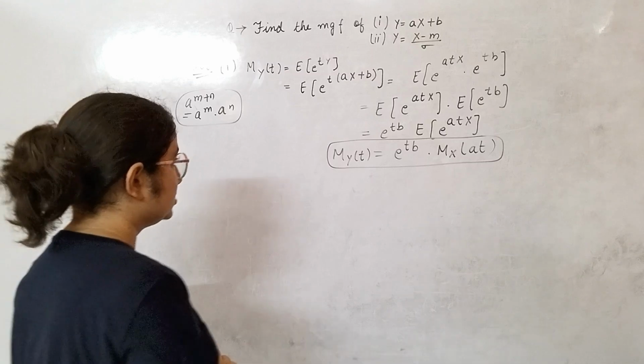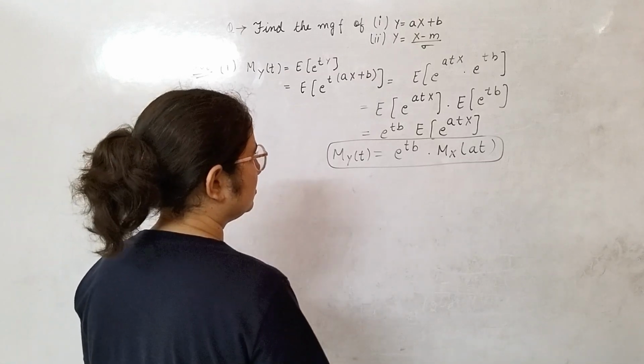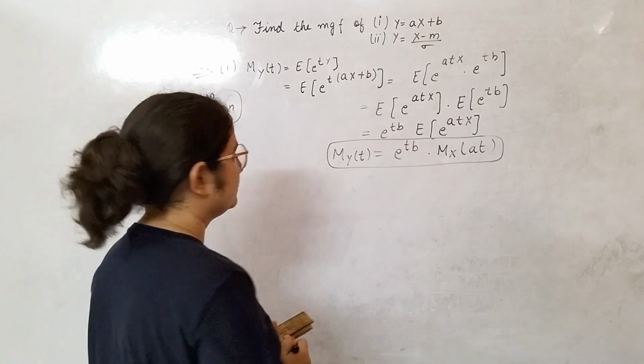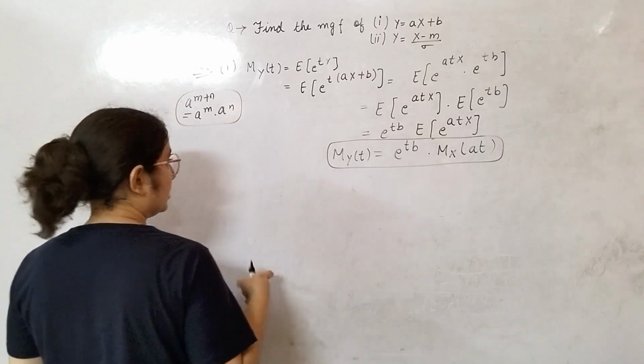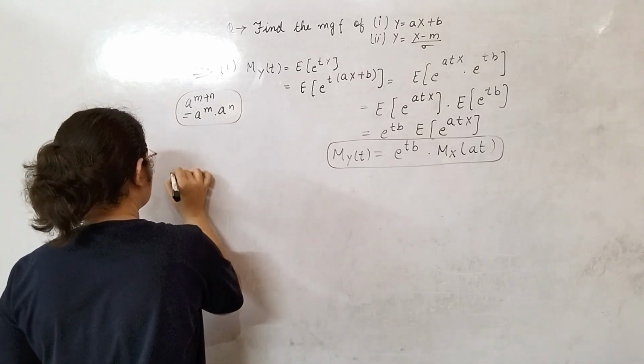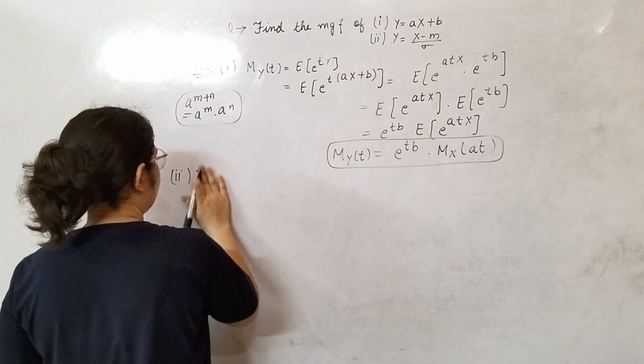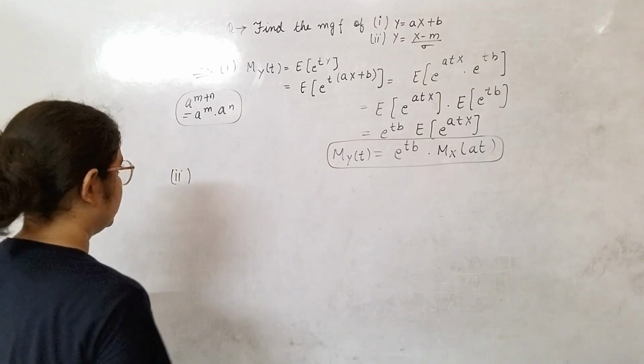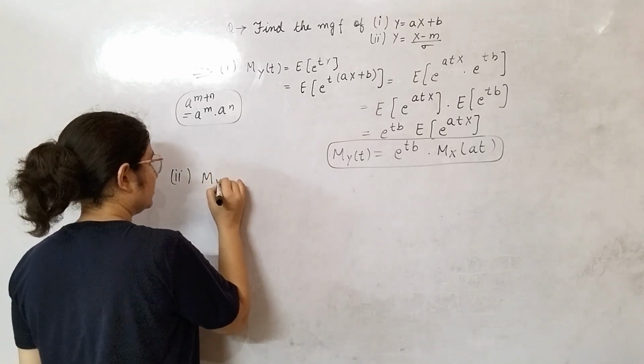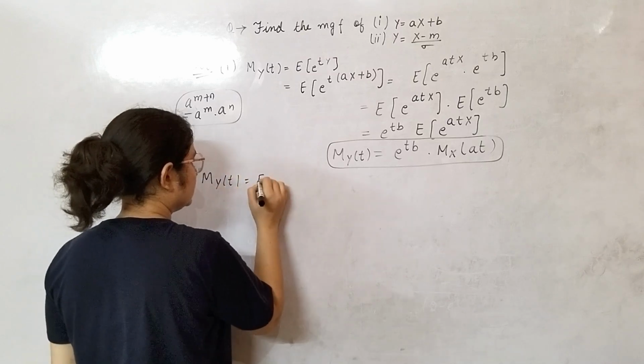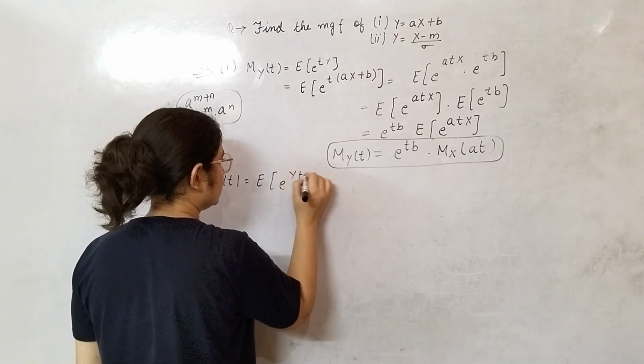Alright, directly by definition we proceeded. There is nothing to explain. Second part: y is equal to (x minus m) by sigma. So your MGF function M_Y(t) will be the expected value of e^(yt).